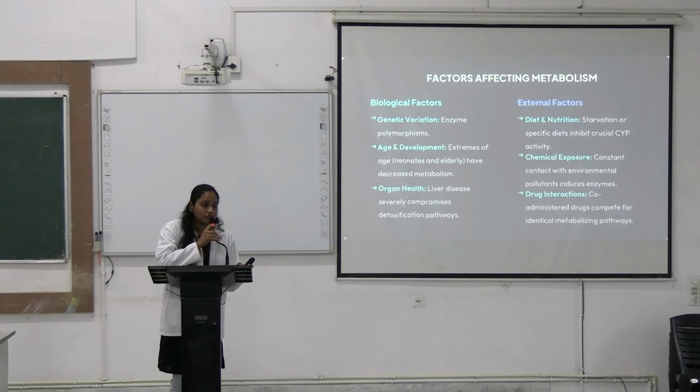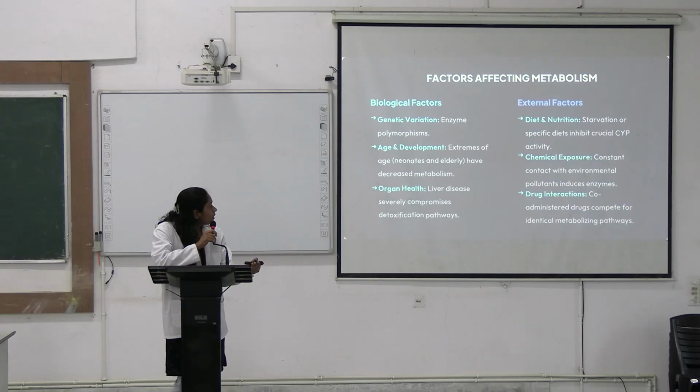Now moving on to the next topic, factors affecting metabolism. So there are two factors affecting metabolism: external factors and biological factors. Under biological factors, the first one is genetic variation or enzyme polymorphism. The next is age and development. Extremes of age have decreased metabolism. The third is organ health. Liver disease severely compromises detoxification pathways.